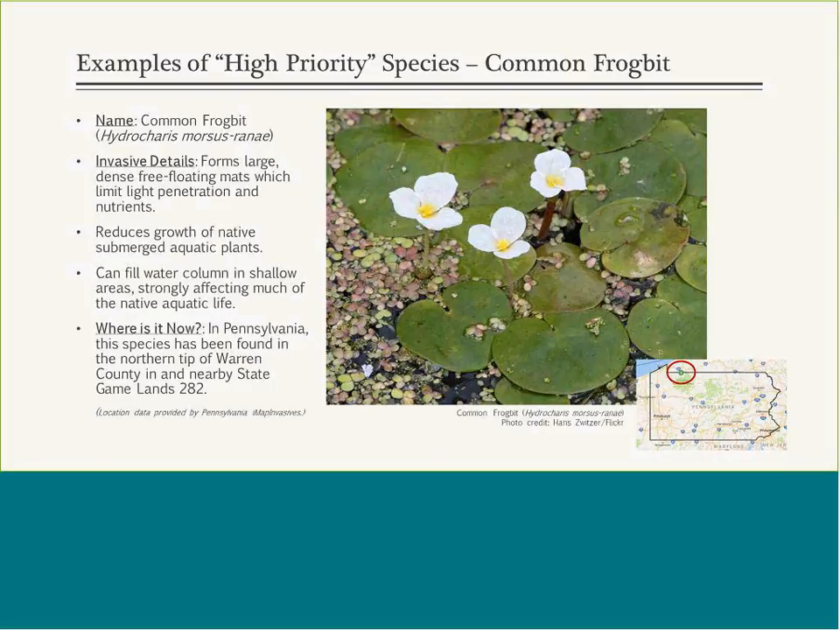This one is called common frogbit. It's an aquatic species that forms large, dense, free-floating mats, which will limit light penetration to submerged vegetation as well as nutrients. It's going to reduce the growth of native species that are submerged in the water column in shallow areas, which will strongly affect much of the native aquatic life in a very negative way.